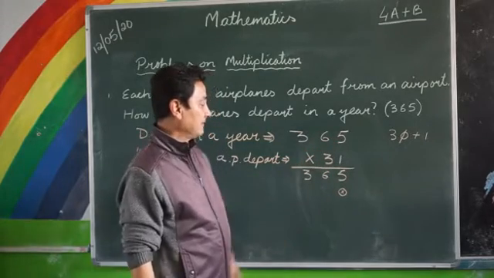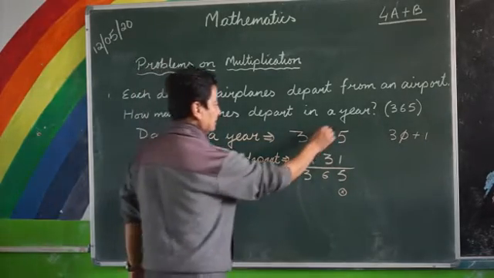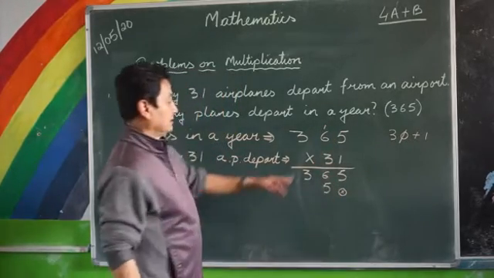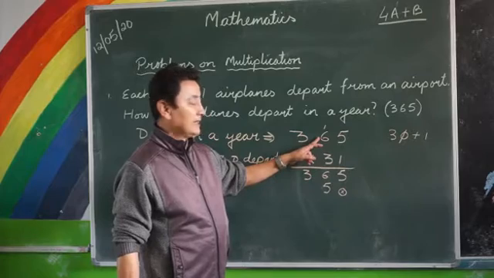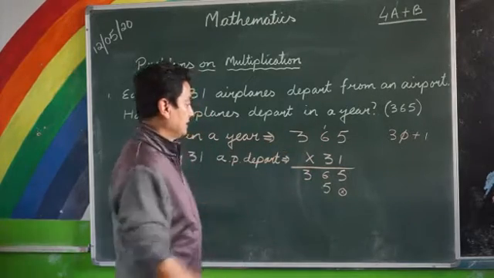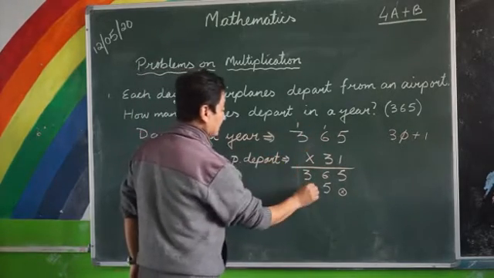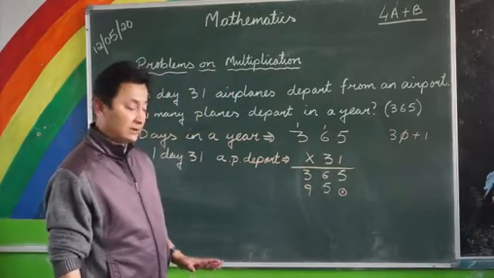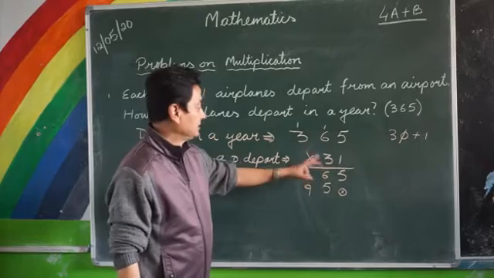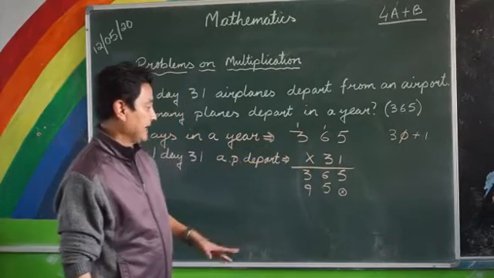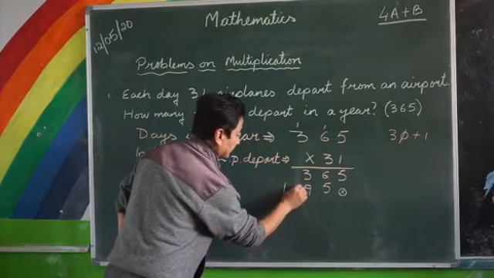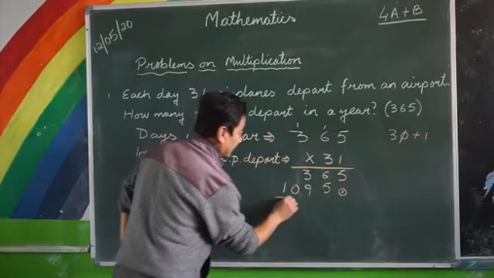3 5s are 15. Write 5, carry 1. 3 6s are 18 plus 1, 19. Write 9, carry 1. Okay? Now let's multiply. 3 3s are 9 plus 1, 10. There are no more numbers, so we put 10 here. And let's draw a line.